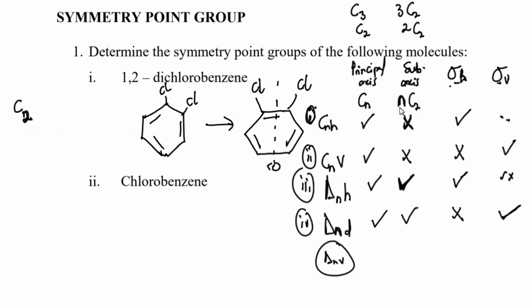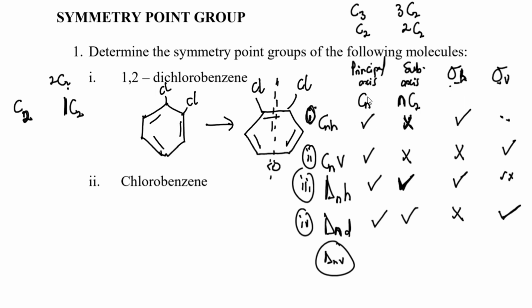So we have C2. The next thing is, how many C2s do we have? We only have one C2. We can't have C2 here, because what we have here is not the same as this. So we can't have any other C2 except this. So we only have one C2 instead of 2 C2s. So definitely this one is out.